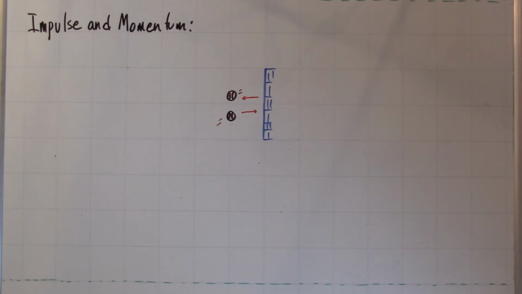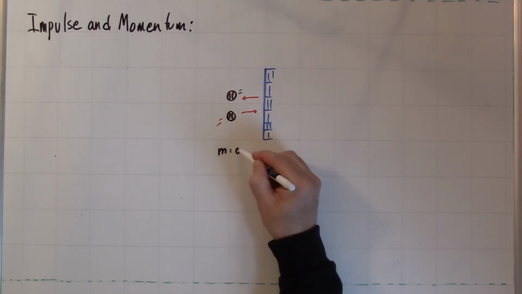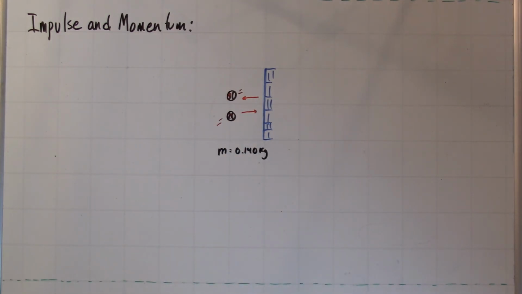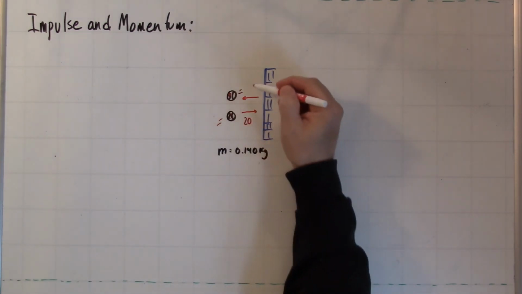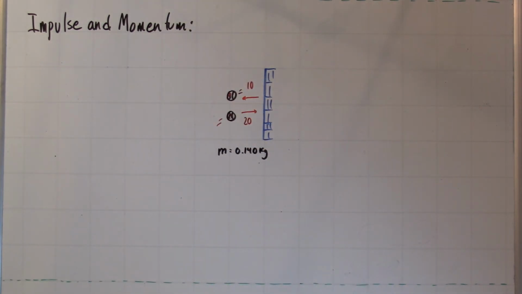And I'm going to tell you that the mass of a baseball is 0.140 kilograms. That's the mass of the baseball. And you threw it in, and it was going at, let's say, 20 meters per second on the way in, and on the way out, it's going at 10 meters per second. These are the speeds. I want to know if we can find how much force the wall exerted on the ball.